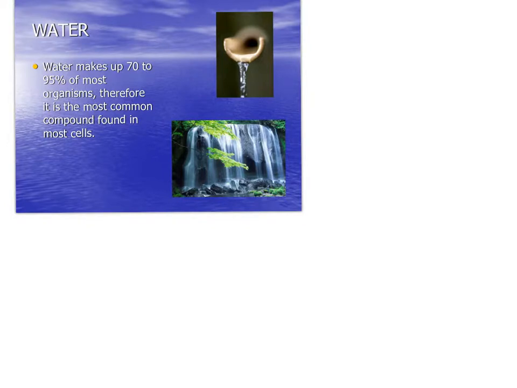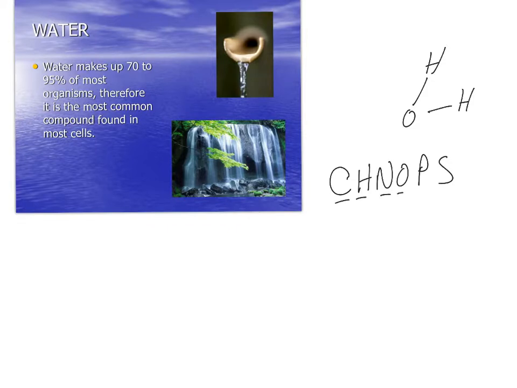So when we look at water, water is so important because, remember that whole SCHNOPS? Well, water is part of SCHNOPS, isn't it? If we take a look at water, H2O, that's two hydrogens connected to an oxygen. And this is SCHNOPS: C-H-N-O-P-S. In case you forgot, it's carbon, hydrogen, nitrogen, oxygen, phosphorus, and sulfur. Water has oxygen and hydrogen, so it's two of the elements of SCHNOPS. That makes sense because water makes up anywhere from 70 to 95% of organisms on the planet Earth. So about 70% or more of you is water.